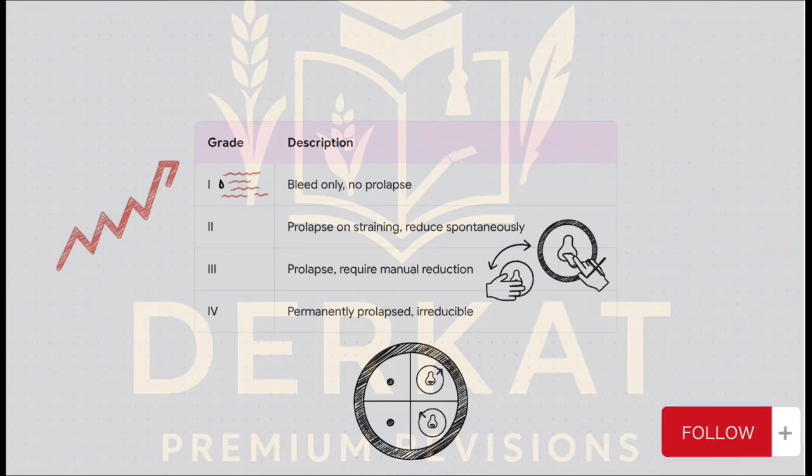You can see a really clear progression here, right? It's all about prolapse, whether or not they're sticking out. Grade I, they just bleed. No big deal. Grade 2, they prolapse when you strain, but they pop back in on their own. By grade 3, they're out, and the patient actually has to push them back in. And grade 4 is the end stage. They're permanently prolapsed and you can't reduce them. Knowing this staging is absolutely key to planning treatment.